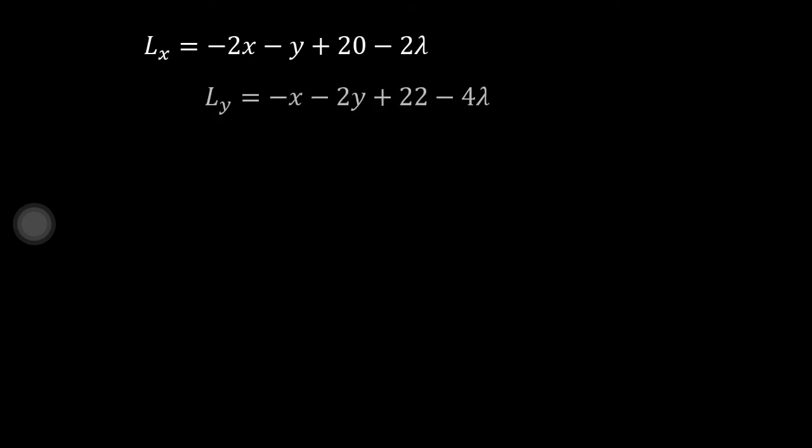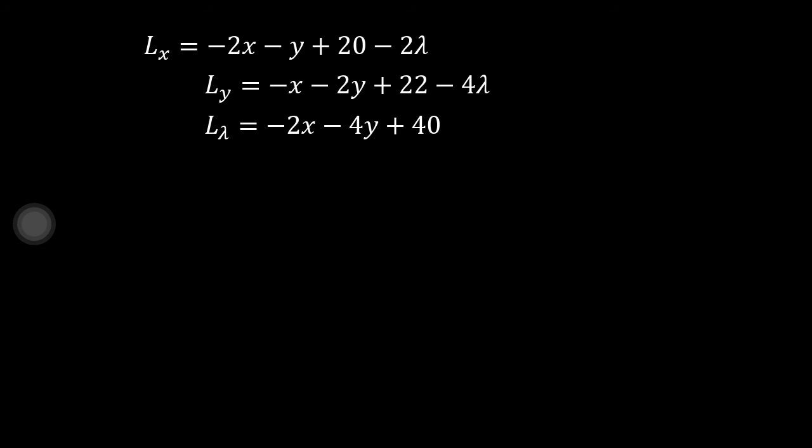Then the second step is find the first partial derivative. So, L with respect to x is equal to negative 2x minus y plus 20 minus 2 lambda. L sub y is equal to negative x minus 2y plus 22 minus 4 lambda. And L sub lambda is equal to negative the quantity pala yan, may parenthesis, 2x plus 4y minus 40.